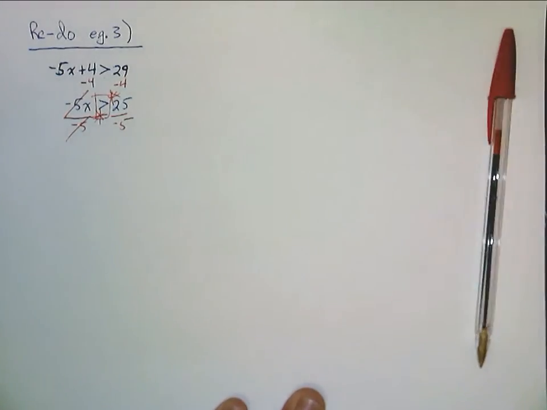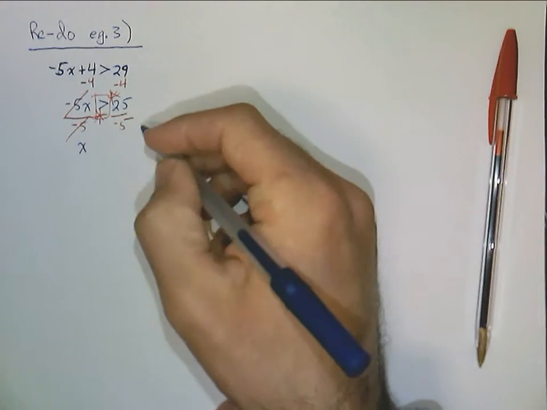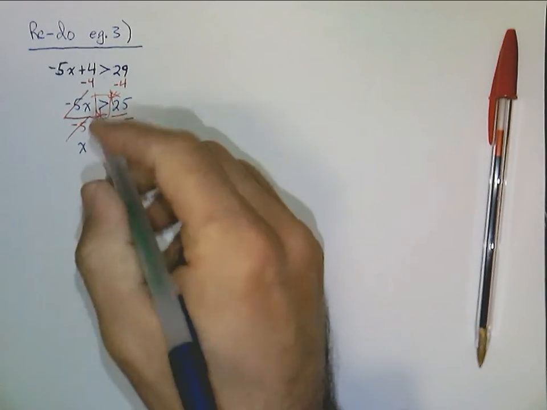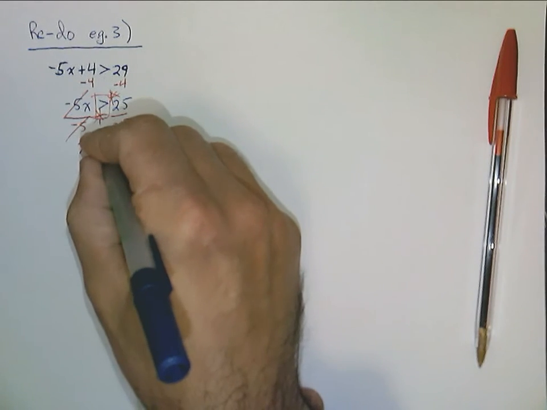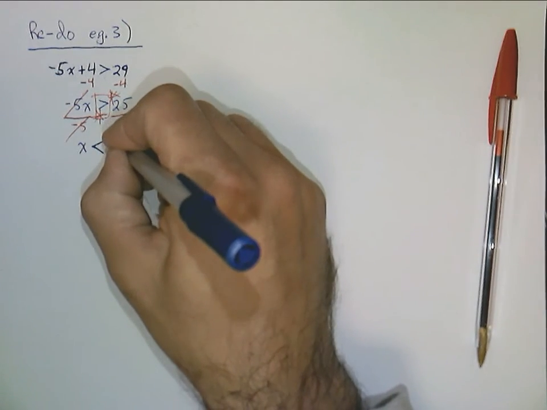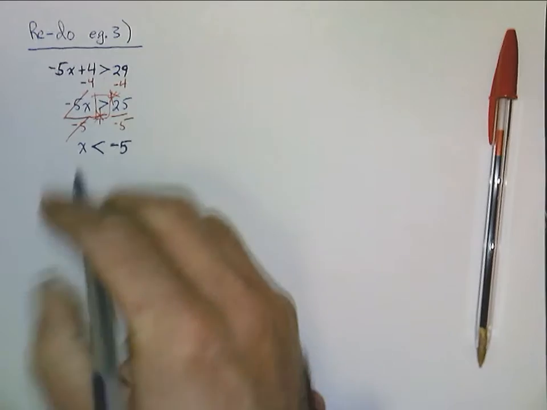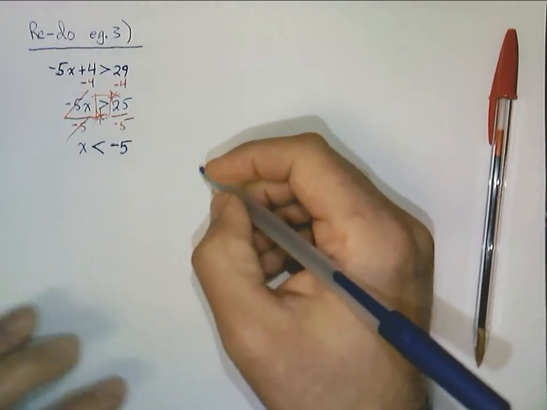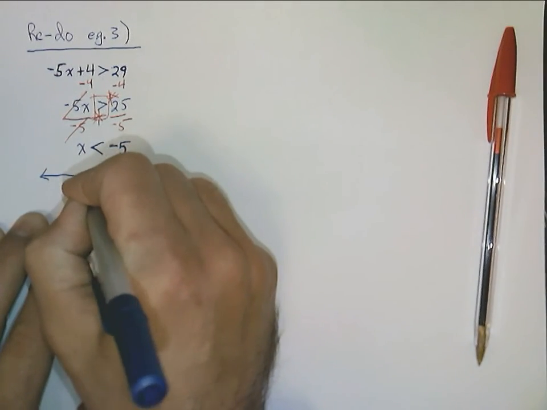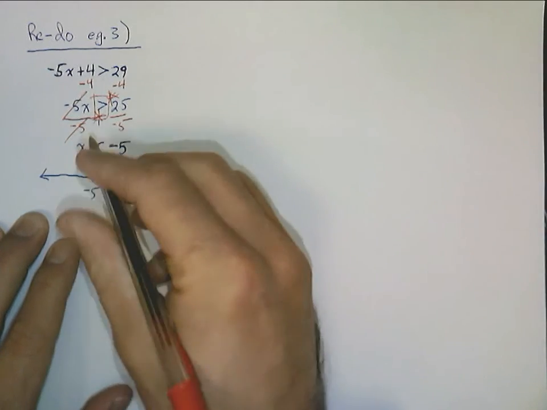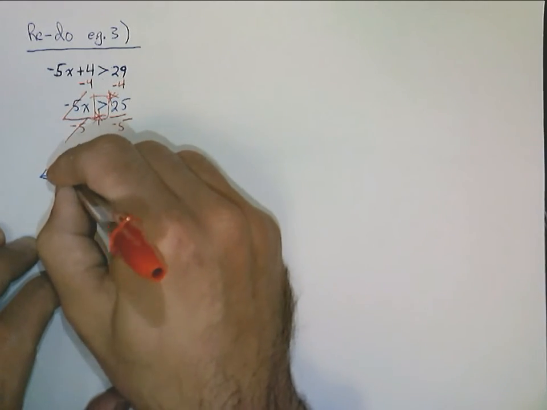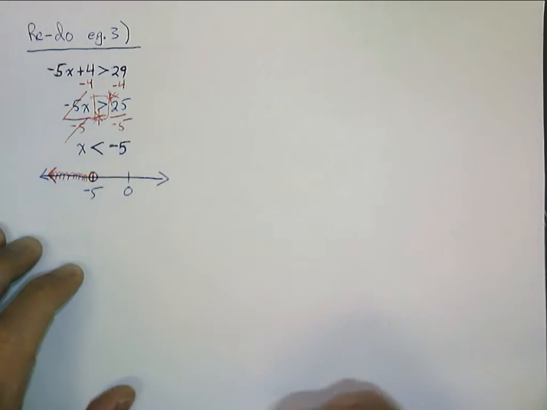Those things are going to cancel out. Now we have x on the left-hand side. 25 divided by negative 5 is negative 5. But now we're going to flip the inequality from greater than to less than. And that's our solution set, every x value that is left of negative 5. We'll graph that. Here's 0, here's negative 5. We don't want to include where equality happens, so we'll show that with an open circle. I'm going to shade everything to the left. Okay.